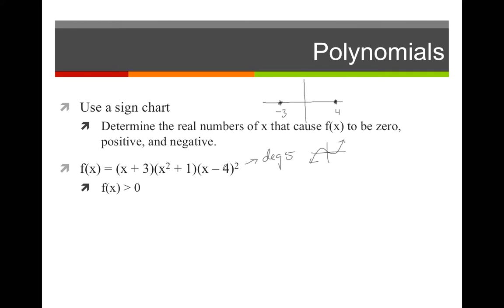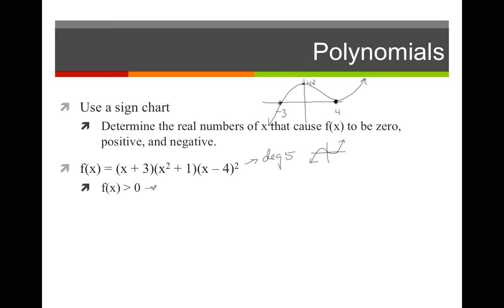And because this is a multiplicity of 2, it's going to bounce on 4. We can figure out that our y-intercept is going to be 48 by plugging in 0. So 4 times 4 times 3 is 48. So we have a y-intercept way up here at 48. And graphically, it's going to look like this. It bounces off of that 4, and it goes down forever.